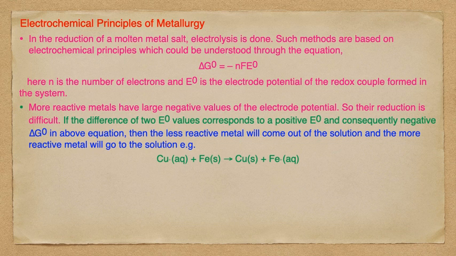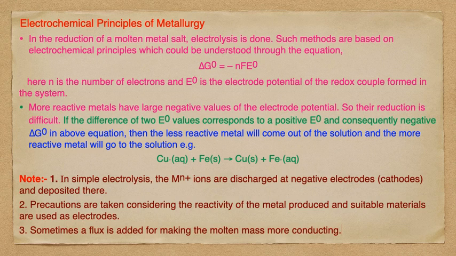If the difference of two E naught values corresponds to a positive E naught and consequently a negative delta G naught in the above equation, then the less reactive metal will come out of the solution and the more reactive metal will go into the solution. For example, Cu is in aqueous form and Fe is solid. Fe goes into the solution now and copper solidifies. Cu solidifies and Fe goes into solution as aqueous form.